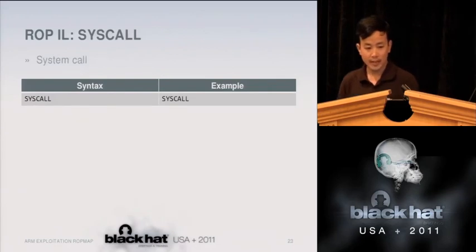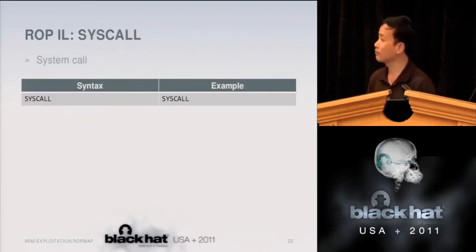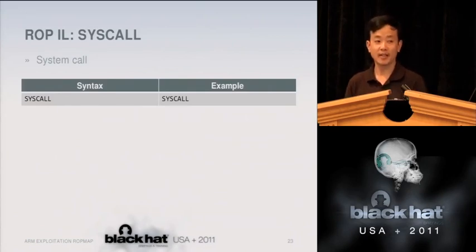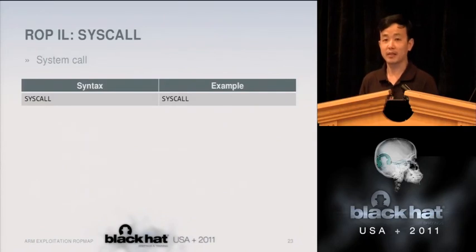The last one is the syscall instruction. It just issues a system call, right? The NOP instruction is obvious. NOP is just no operation, and in ROP terms it's equivalent to a ret. It just does nothing, just leaves the stack. So now you have just six instructions.